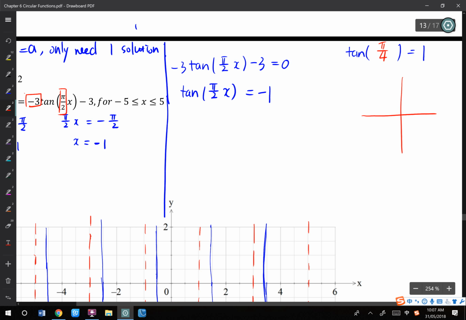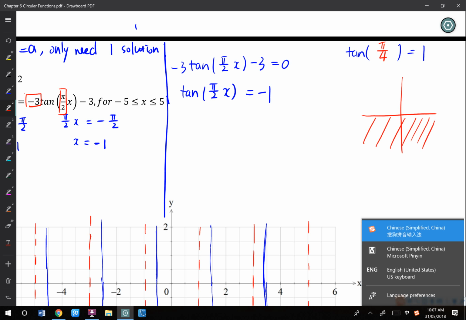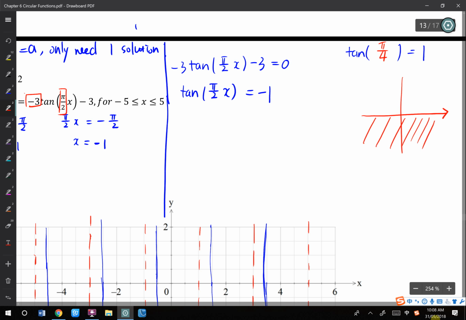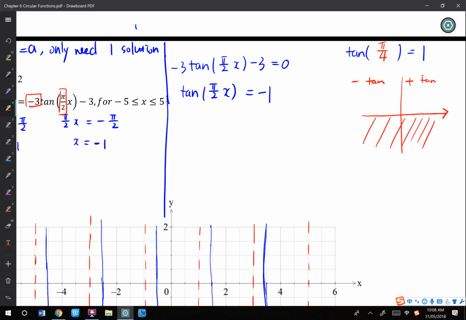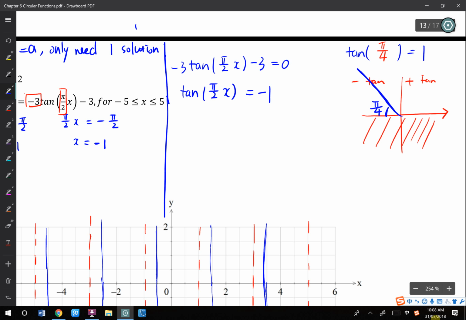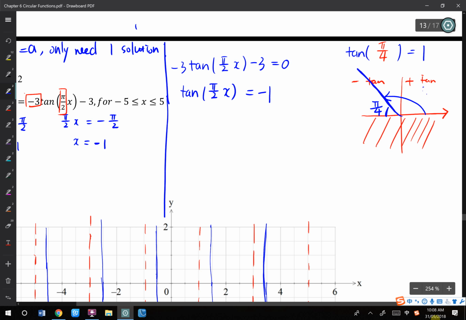For tangent, because I only need one solution, I don't need two. I don't need the bottom two quadrants. I just need to decide between the first quadrant or the second quadrant. The first quadrant will give you positive, the second quadrant will give you negative already. So I need a -1. It must be in the second quadrant with a reference angle of π/4, because I want the ratio 1. Then the actual angle will be 3π/4.